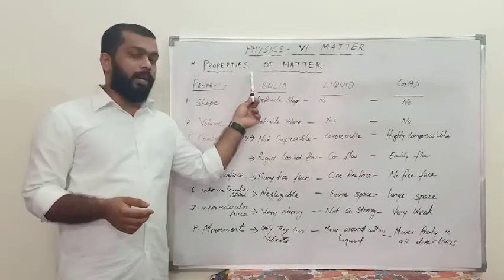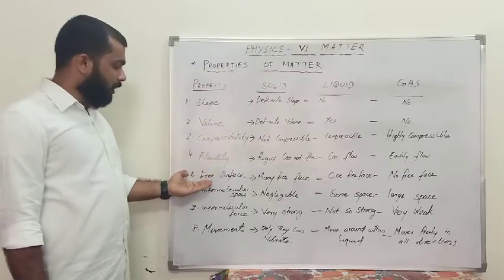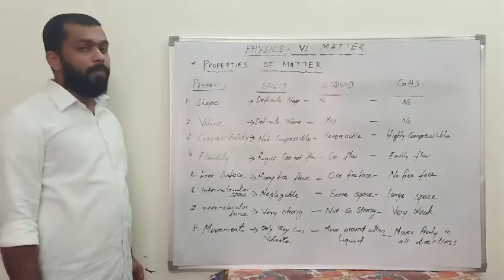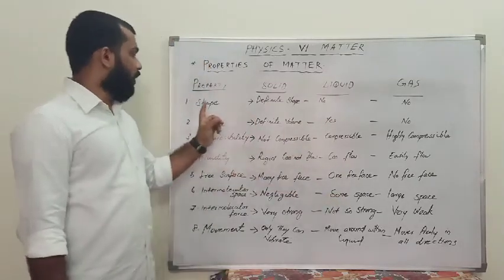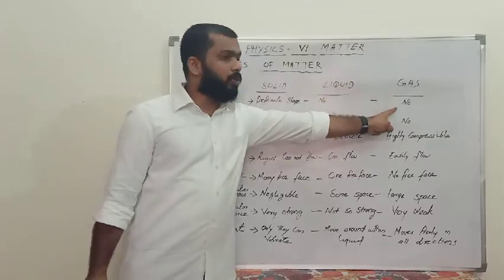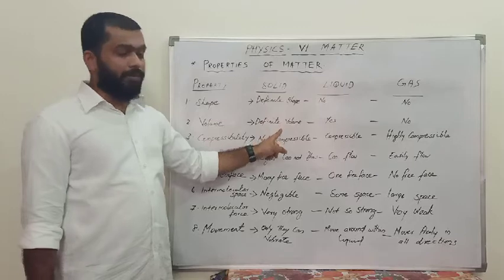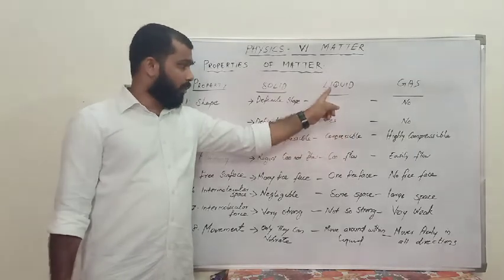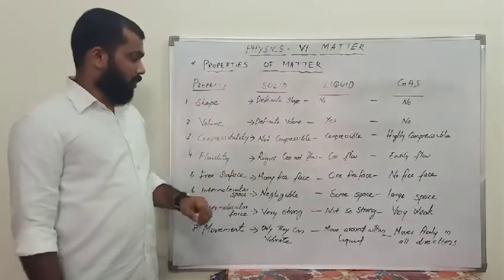So what are the properties of matter? Properties of matter are shape, volume, compressibility, fluidity, free surface, intermolecular space, intermolecular force, and movement. And we have to study the properties of solid, liquid, gas. In solid, they are having a definite shape. Liquids do not have a definite shape, and gases also do not have a definite shape. Then volume: the solid is having a definite volume, liquid is also having a definite volume, and gases do not have a definite volume.